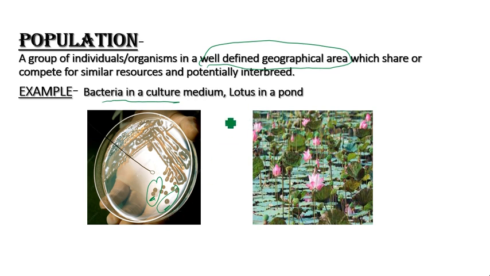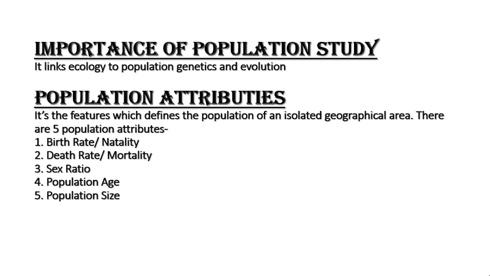Okay, and so keep in mind, bacteria and fungi, you can see them in a culture medium. Now next picture, it shows lotus in a pond. See, there are many lotus. So in this very pond, we can clearly see the population of lotus. Okay, now next let's go to the attributes, importance of population study.